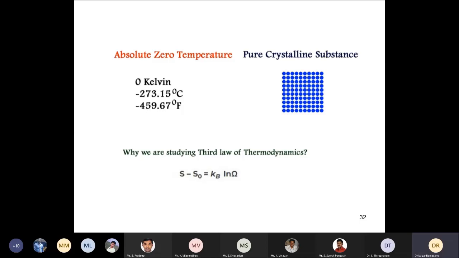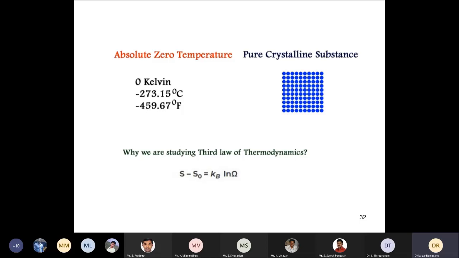Absolute zero temperature means 0 Kelvin. In degrees Celsius, it means minus 273.15. In degrees Fahrenheit, it means minus 459.67. A pure crystalline substance means the molecular arrangement in that material is perfectly ordered. We cannot see that type of material. It is not at all possible to make it.